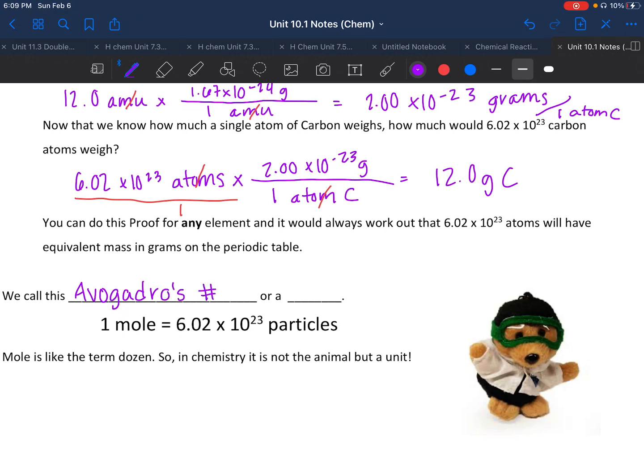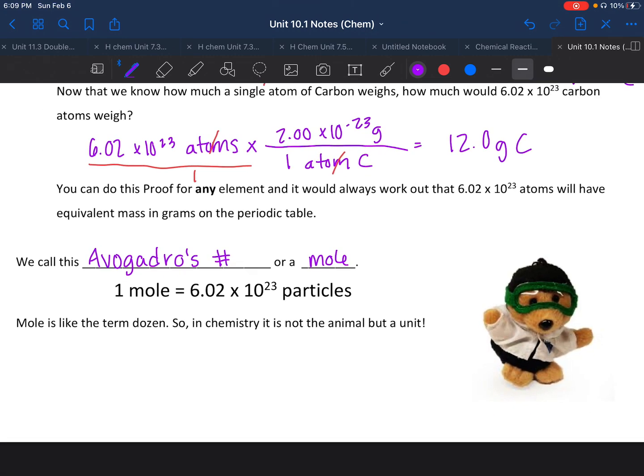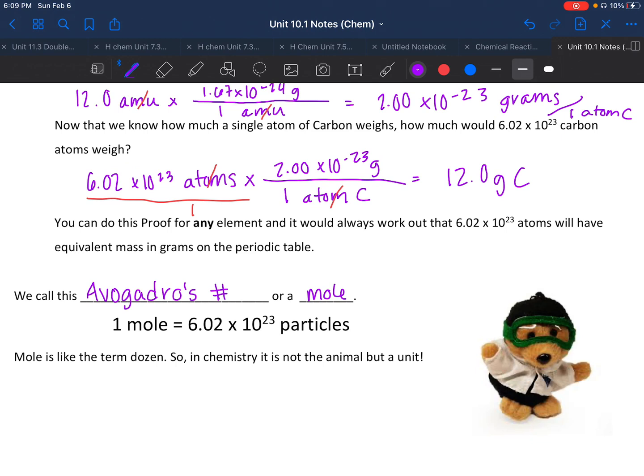And then we're going to define this as a mole. So it's like a dozen, right? If I say you have a dozen eggs, you have 12. If I say I have a dozen pieces of cheese, I have 12 pieces of cheese. If I have a dozen cars, I have 12. That's what the mole is for us.